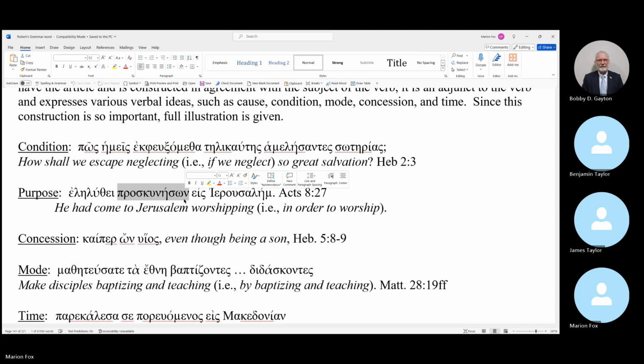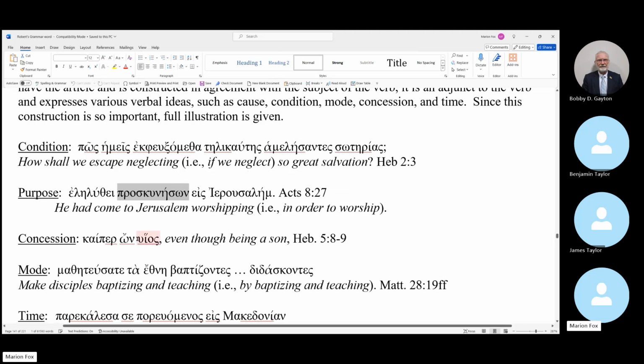All right. Now, kaiper on huios, even though being a son. There's your participle, being. It's a being verb, a being participle. So it is a concession: even though being a son.